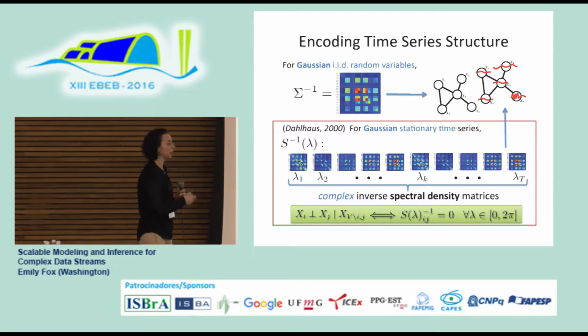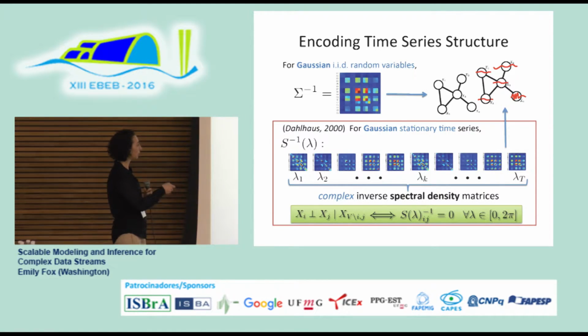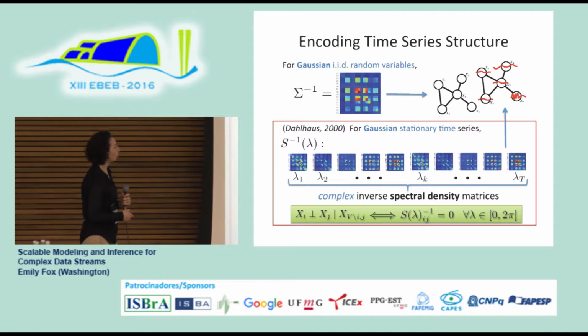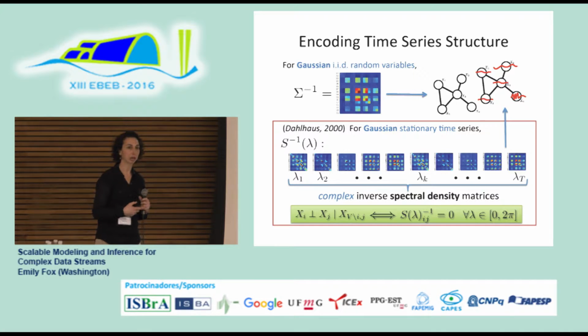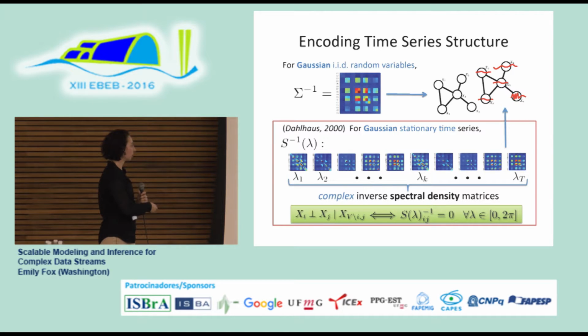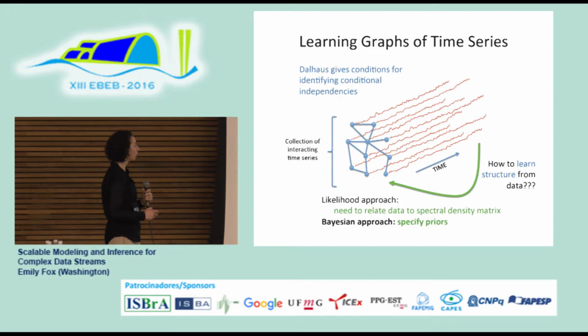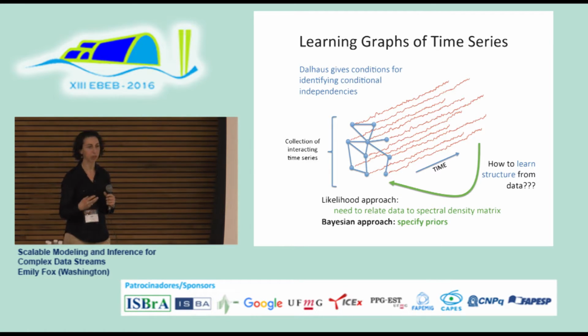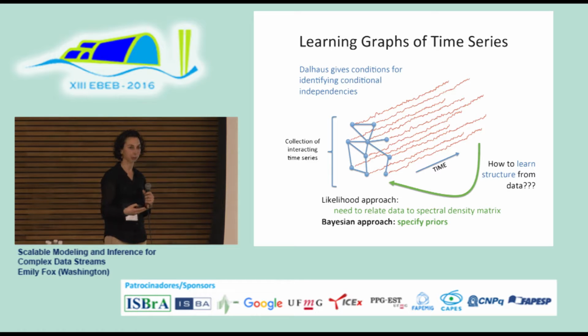Well, let's just remember that for Gaussian IID random variables, we said that these conditional independencies are encoded by zeros in the precision matrix. Well, there's this important result by Dahlhaus in 2000 that says for Gaussian stationary processes, if we look at the inverse spectral density matrix across frequencies, and we look at the zeros that are consistent across these frequencies, then that encodes this graph of time series we're interested in. So I'm just stating this a little bit more formally here. Okay, so this result by Dahlhaus gives us the conditions for identifying conditional independencies from these spectral density matrices. But the question is, how do we actually infer this structure from data?